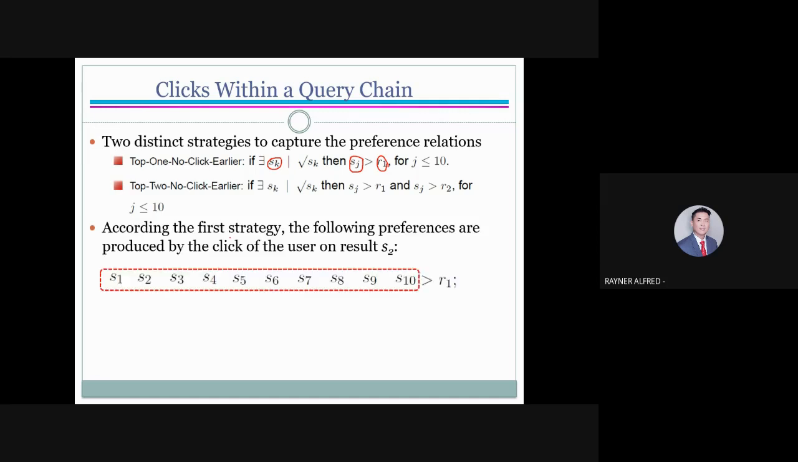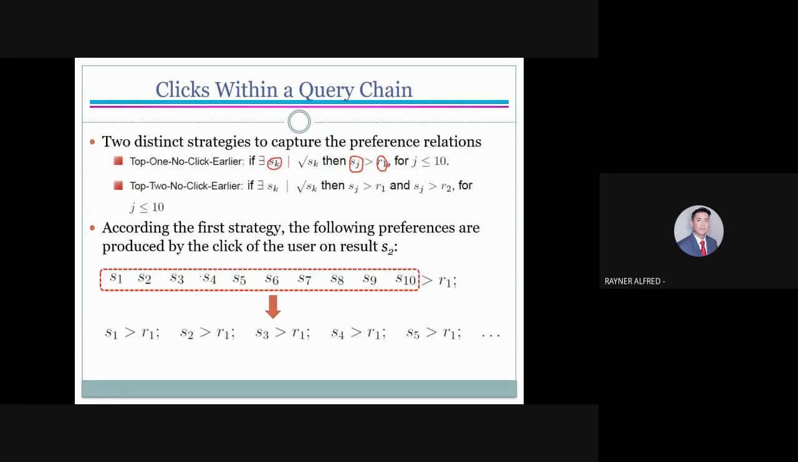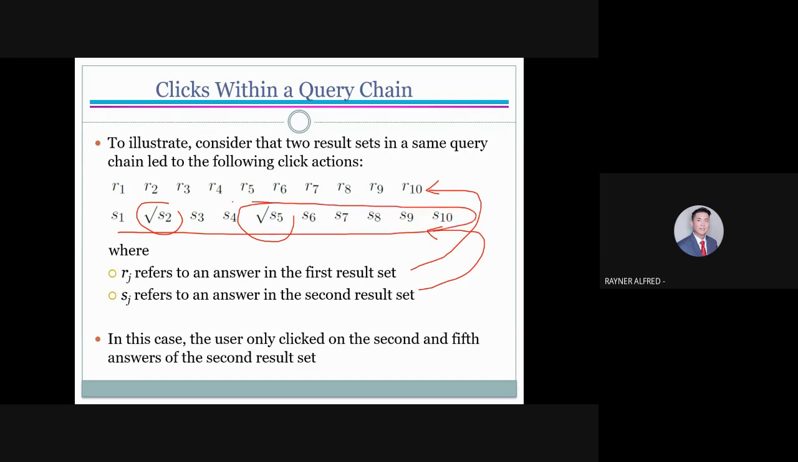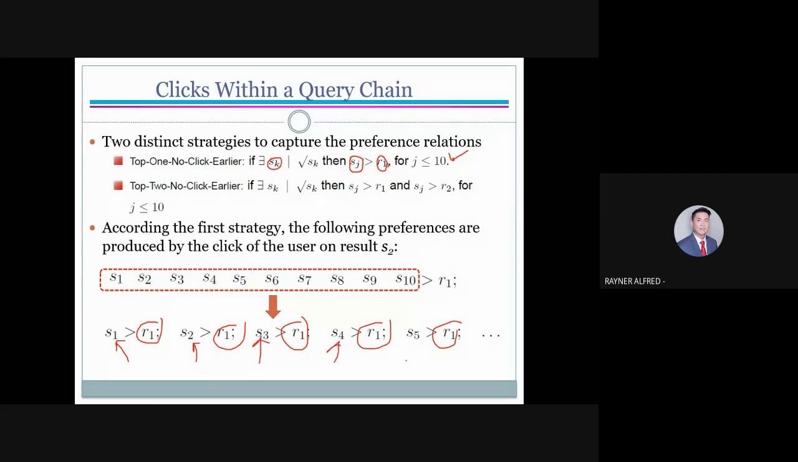So how does it look here? In our example, we click S2. So we are saying that, based on this, all the results here are better than R1. And we are saying that all the second list results are better than R1.